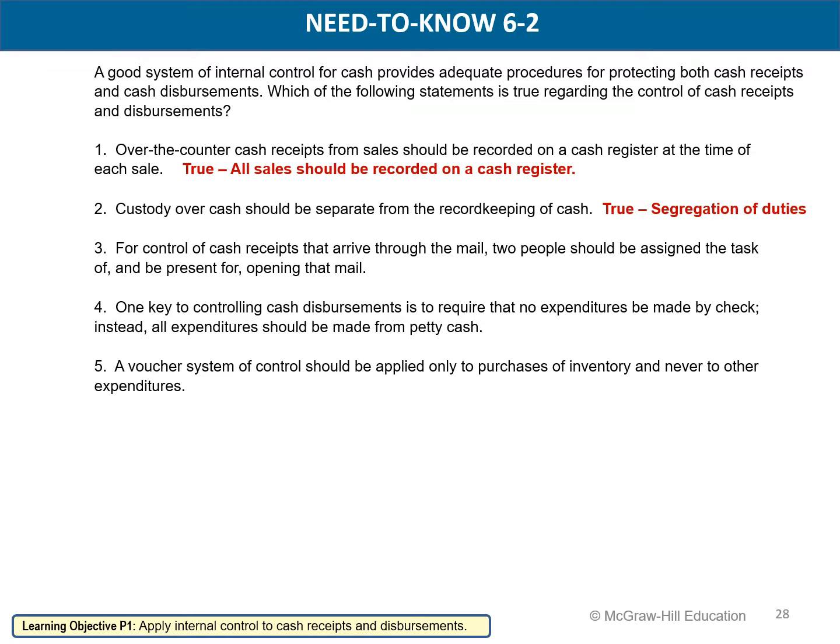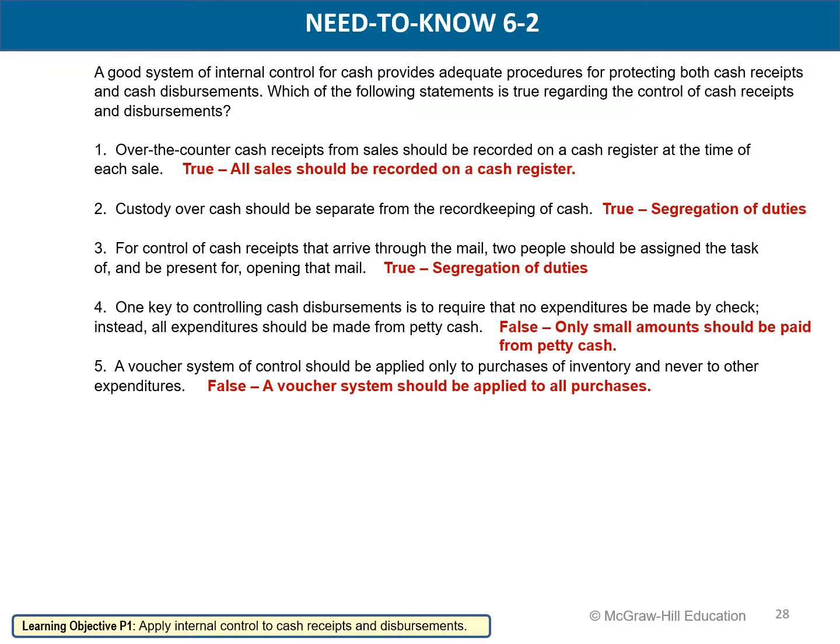That's also true. Number 3, for the control of cash receipts that arrive through the mail, 2 people should be assigned to the task of and be present for opening that mail. True or false? It's also true. Number 4, one key to controlling cash disbursements is to require that no expenditures be made by check. Instead, all expenditures should be made for petty cash. True or false? False, right? Other way around. Number 5, a voucher system of control should be applied to only purchases and inventory and never to other expenditures. True or false? That's false. Voucher system can be applied to all purchases. Okay?